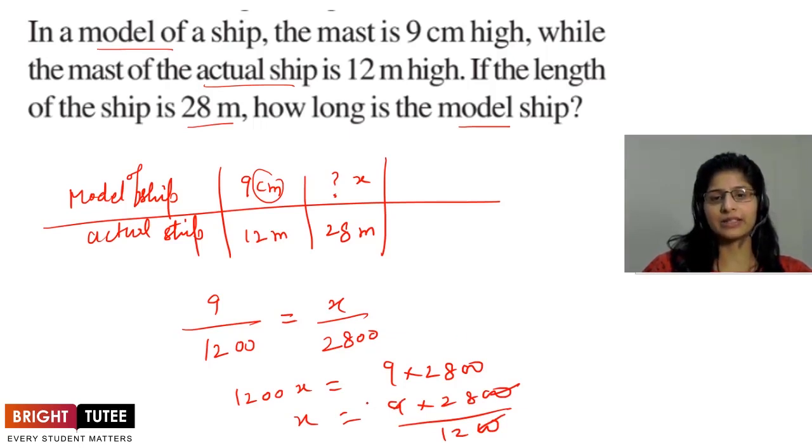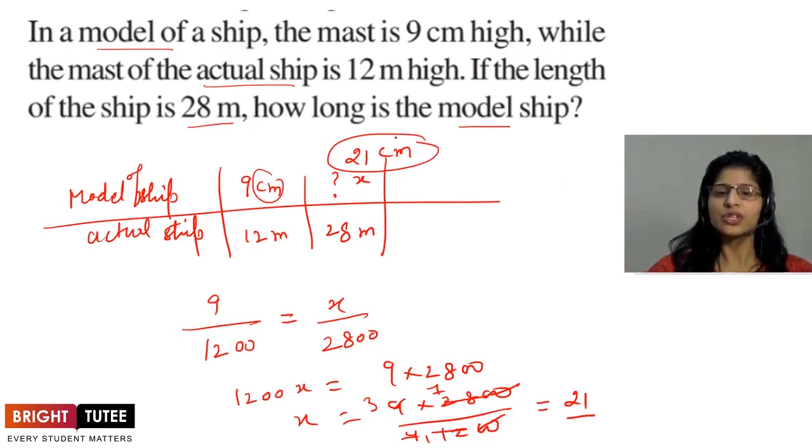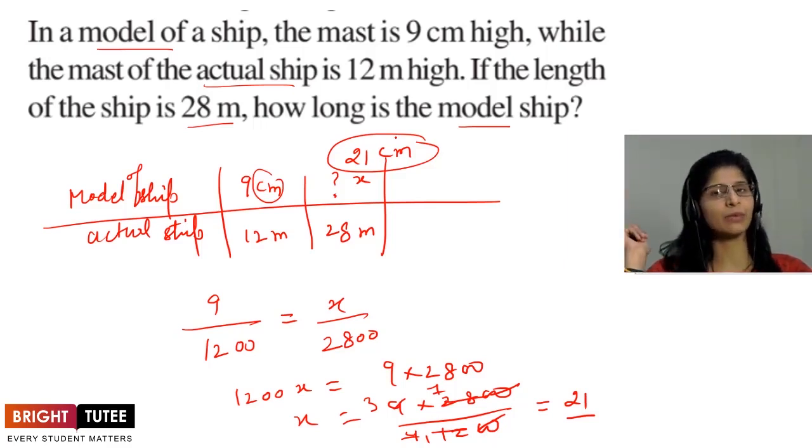So now we will get 3 3s are 9, 3 4s are 12, 4 1s are 4, 4 7s are 28. So 7 3s are 21. So what we get? 21 centimeter. Clear? So the model ship is 21 centimeter long. So you just write the given information in tabular form and then try using the concept of direct proportion. You're definitely going to get the answer.